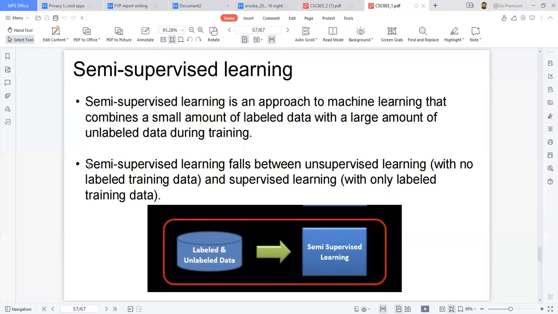So semi-supervised learning falls between unsupervised learning with no labeled data and supervised learning with only labeled training data. So we have two types of data: unlabeled for unsupervised, and labeled data for supervised learning. Semi-supervised is between these two. Some data is labeled, some is unlabeled. So we have labeled and unlabeled data together, and we will apply the semi-supervised learning algorithm. Okay.